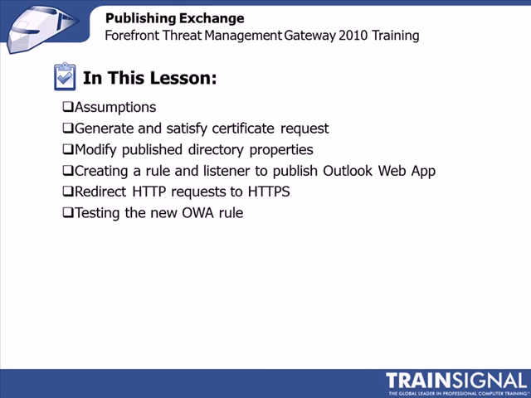With all that out of the way, on the Threat Management Gateway server side, we're going to create a rule and a listener to publish Outlook Web App. And then we'll redirect HTTP requests to HTTPS, and we'll test everything as a part of this whole process as well. That's always a nice touch.